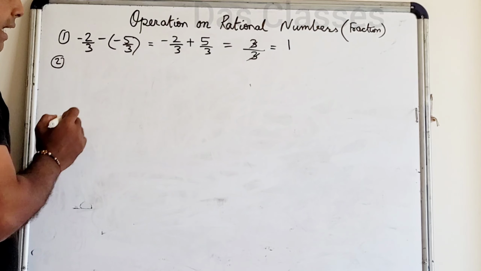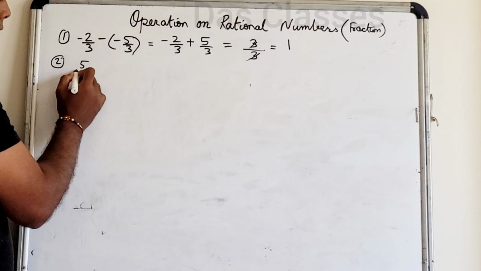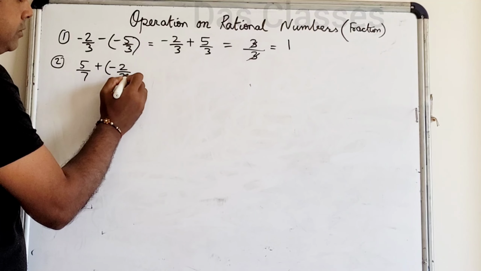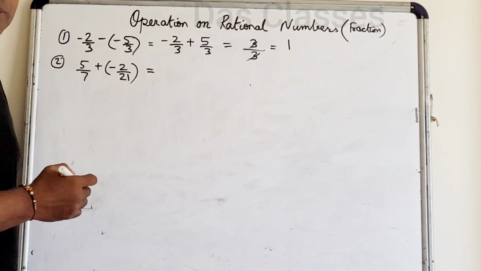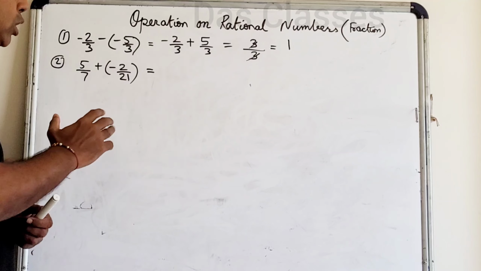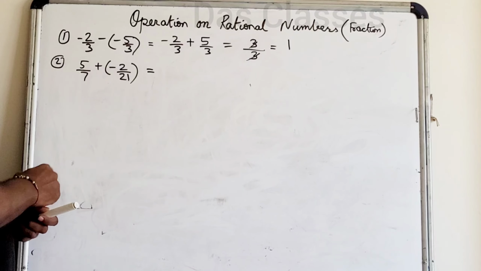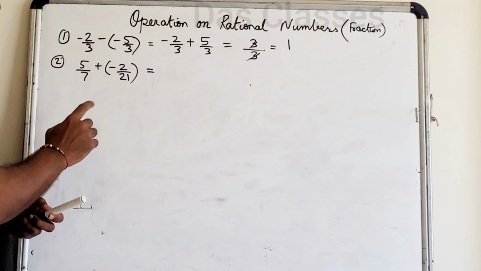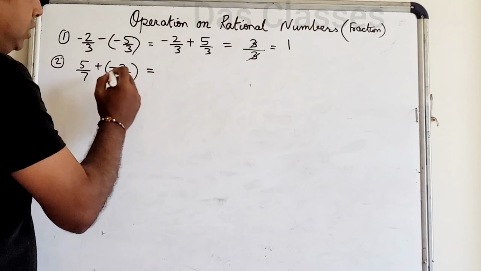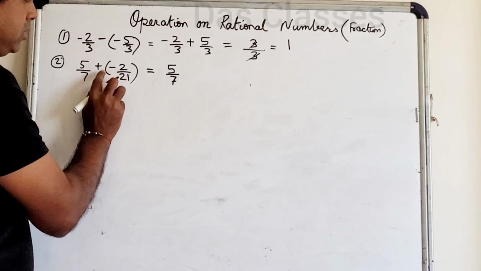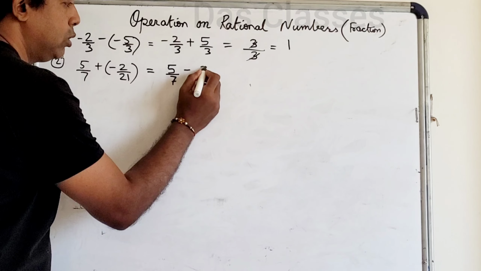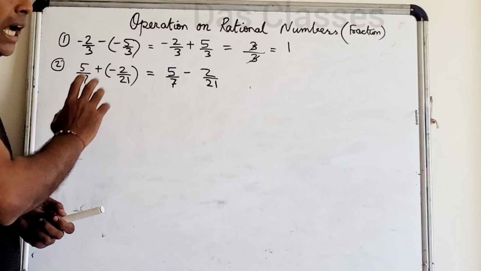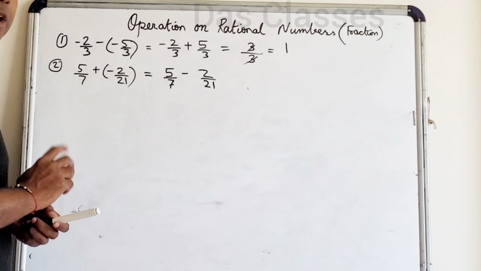Next example we'll take in which the denominators are not the same. I am purposely taking two signs so that it will be a revision of the signs also, because students get confused about signs. In the previous example, the denominator was the same, so it was quite easy to solve. You just had to solve the numerator. But in this example, the denominators are not the same. So first of all, let's write it in one sign: 5 upon 7 plus minus is minus 2 upon 21. Now the denominators are not the same, so we can't solve it. So first we need to make the denominator the same.